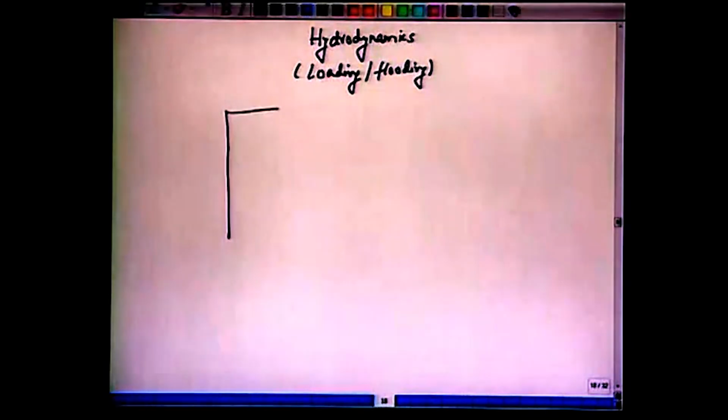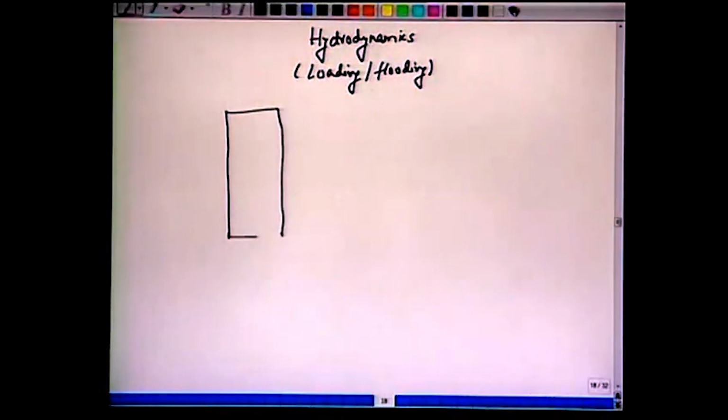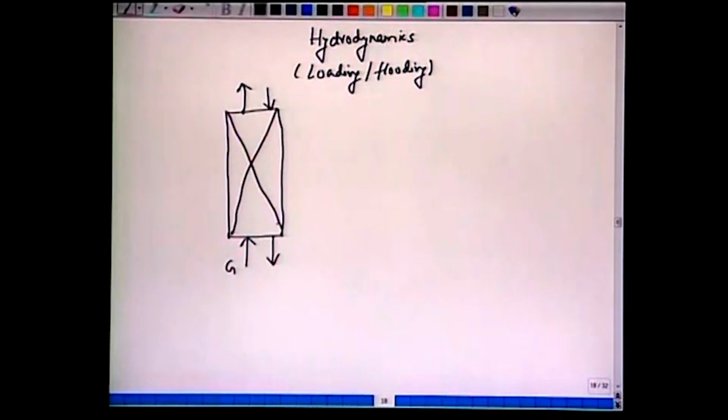So, we have a packed column, absorption. We have gas flowing through this, liquid trickles from the top, and this is a packed column. In this example it says this column is packed with 25 millimeter ceramic Intalox saddle packing. So, this is the name of this packing.